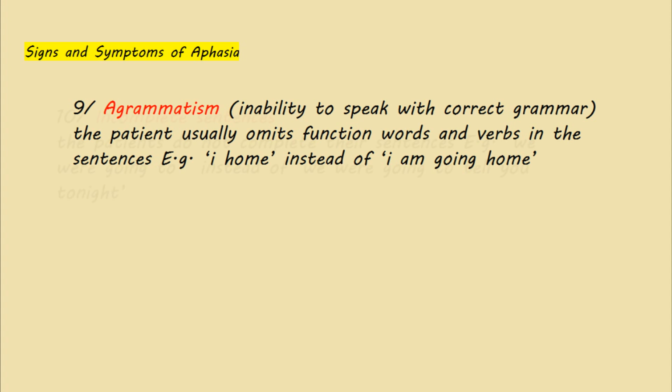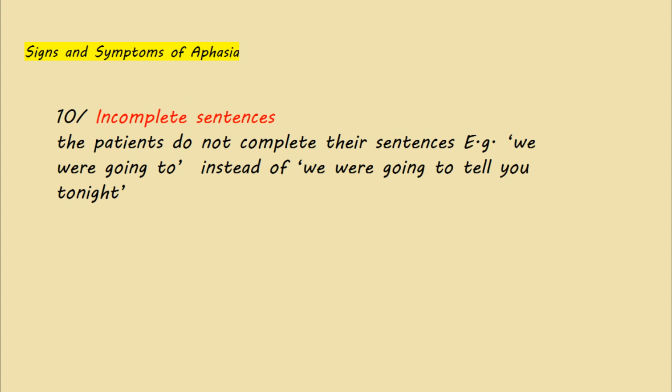Then we have the 10th sign, which is related to incomplete sentences. The patients who suffer from language loss have a tendency not to complete their sentences. For example, they might tell you, we were going to, and then they just stop. Instead of carrying on, like we were going to tell you tonight or something. Instead of finishing the sentence, they will just stop in the middle, and it will make no sense. But according to them, they have finished the sentence.